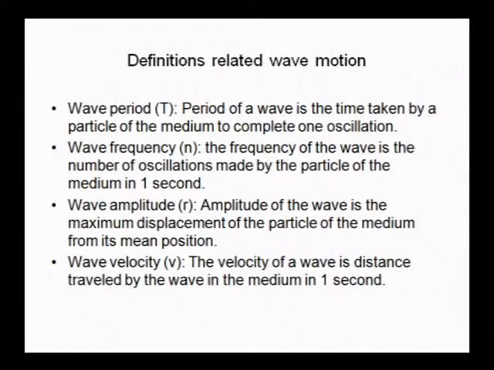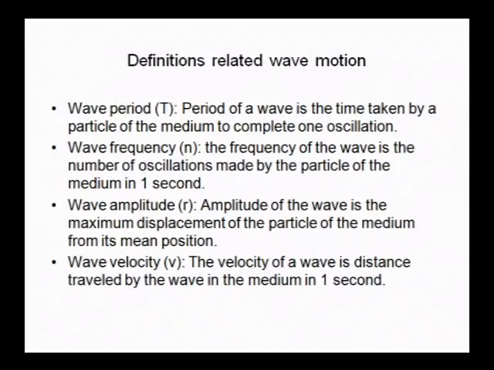The next definition is the wave frequency. The frequency of the wave is defined as the number of waves moving through a point in 1 second, or the number of oscillations made by the particle of the medium in 1 second. It is denoted as n, measured in hertz.